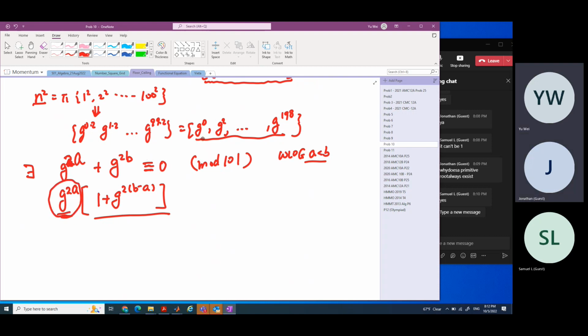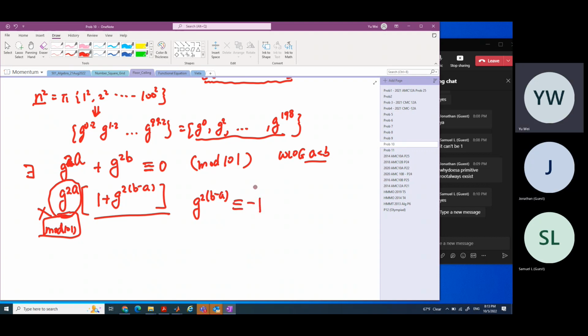g to the 2a, now clearly g to the 0 plus g to the 50 is 0. Can this be 0 mod 101? No. g to the 2a, no way, right? Because we are talking about 1 square, 2 square, up to 100 square. No number is a multiple of 101, right? So now we need g to the 2(b minus a) to be -1 mod 101, right?